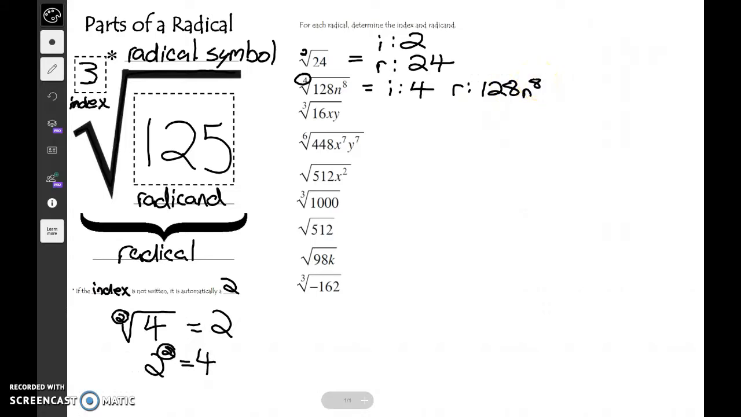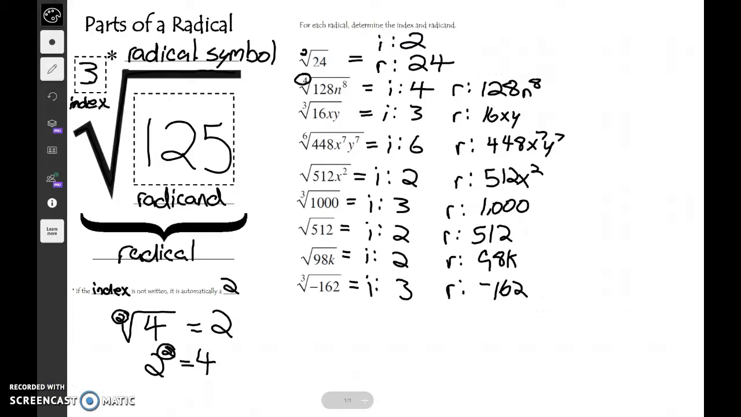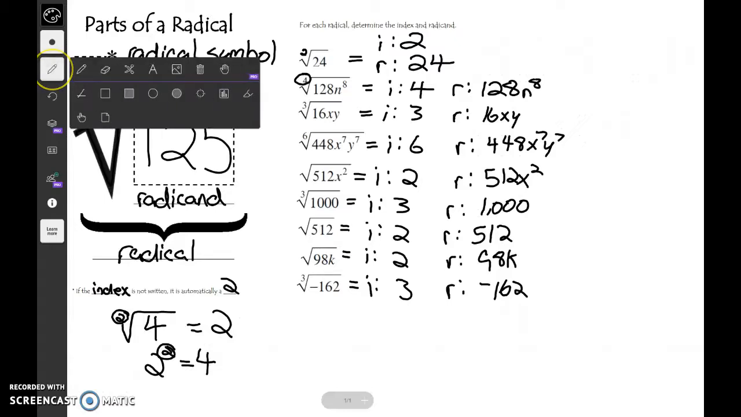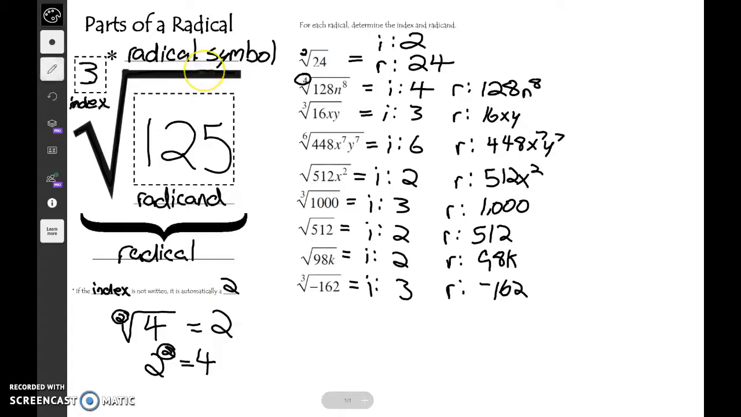All right, real quick, see if you can identify the rest of them. We'll pause the video, give you some time to write those down. All right, welcome back. I want you to go ahead and look over your answers. If you need to pause the video, you can pause the video so that you can check your answers. But look over each answer, identifying what the index and the radicand are.